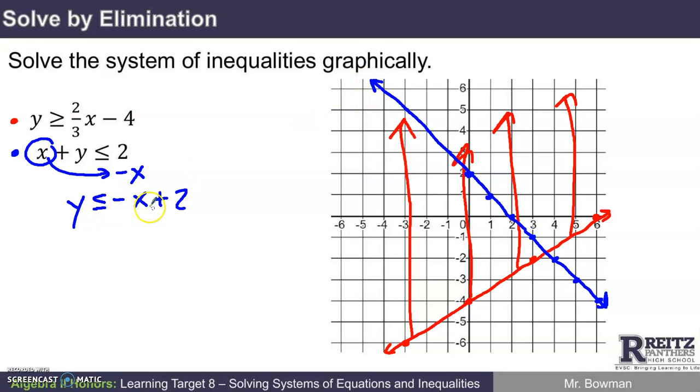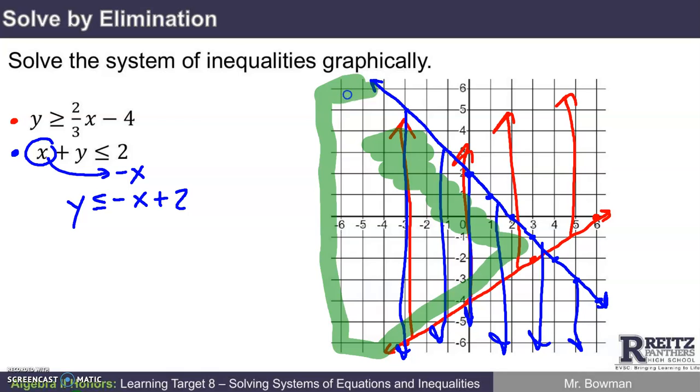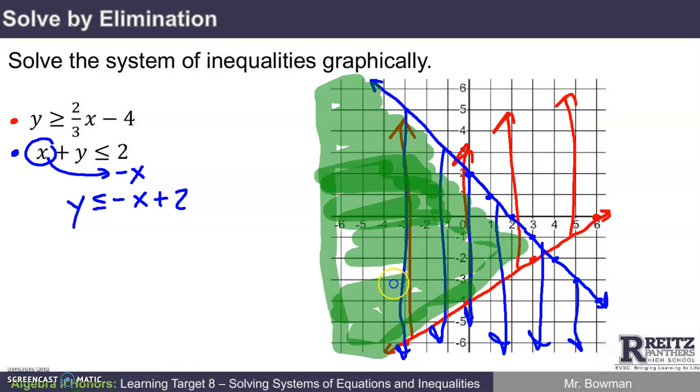And which way should we shade for this? If x were 0, I would get y is less than 2. y is less than 2 looks like this. So it's this side. Which part of this is double shaded? Which part solves both inequalities? Yeah, it's this part over here, isn't it? All of this stuff. Anything in this region solves both inequalities, and therefore is a solution to that system.